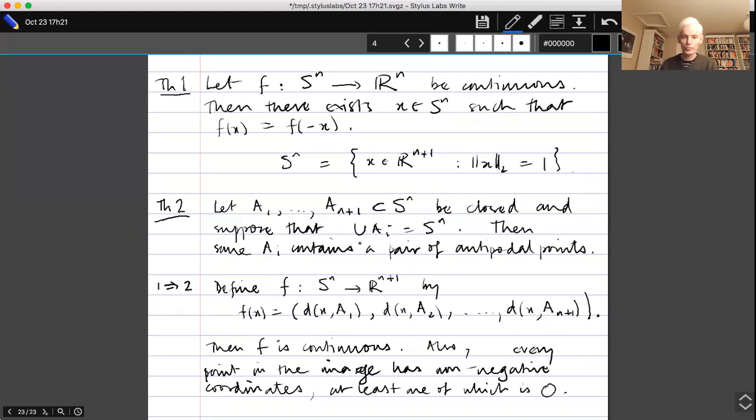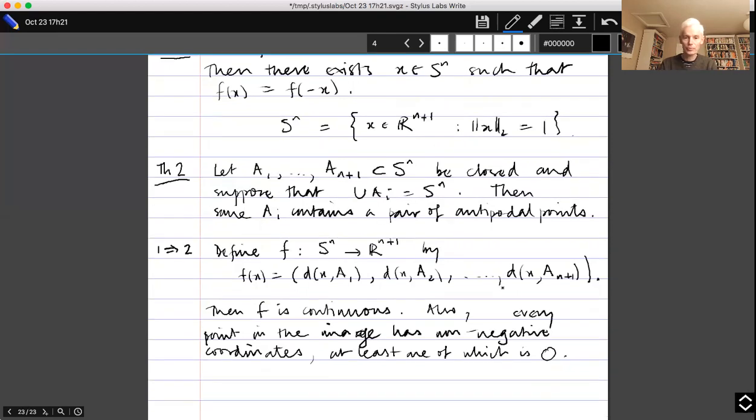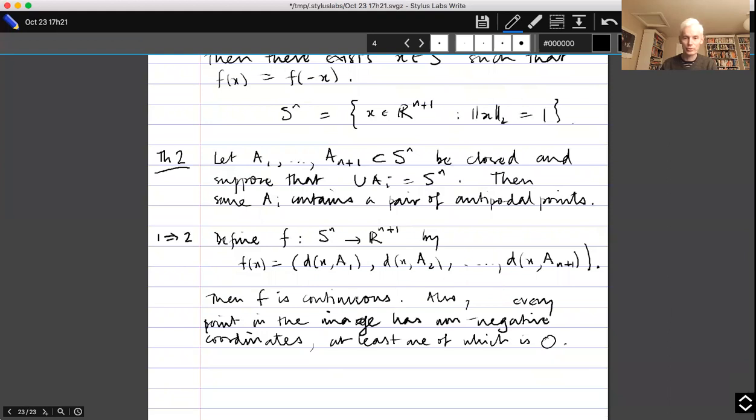Why is at least one of them 0? It's because we're assuming that the sets A1 up to An+1 cover Sn. And so that means every x belongs to one of the Ai's, and then the distance from x to an Ai that it belongs to is 0. And therefore, every x has at least one 0 coordinate.